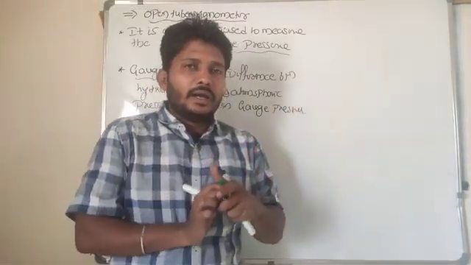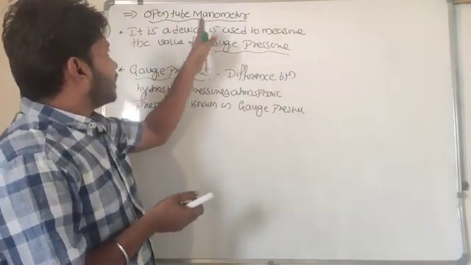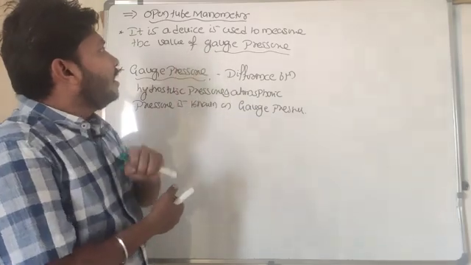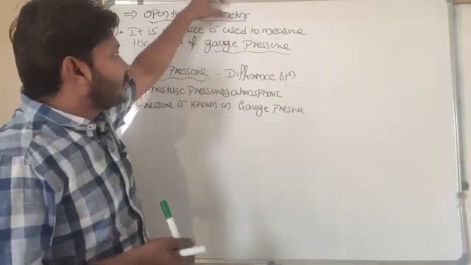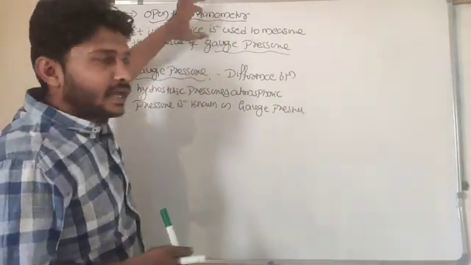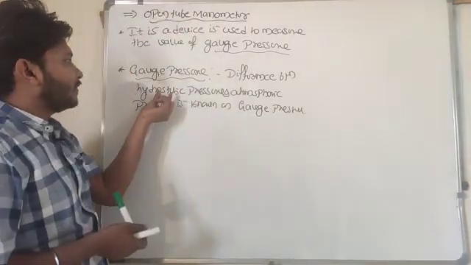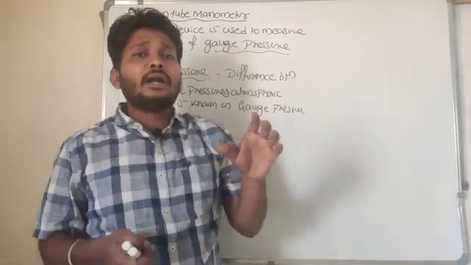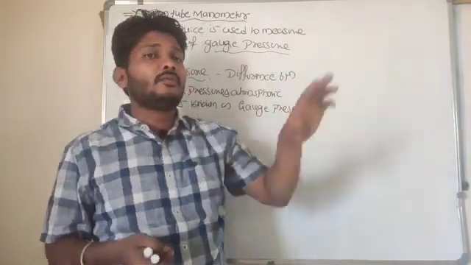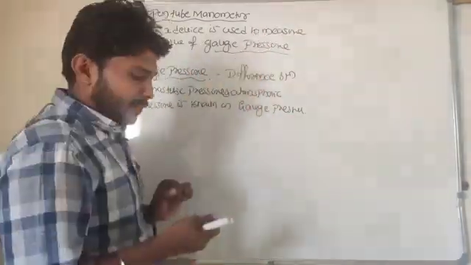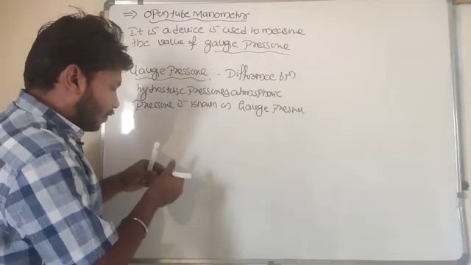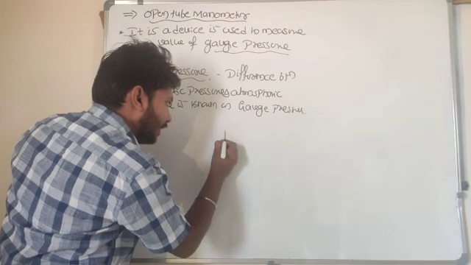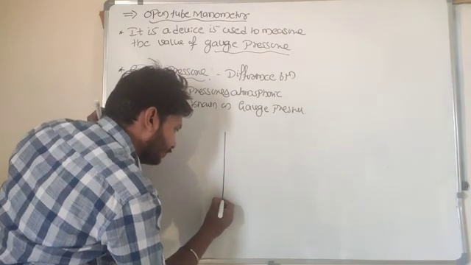So in order to understand gauge pressure, open tube manometer is a device which is used to measure the value of gauge pressure. Gauge pressure means the difference between hydrostatic pressure and atmospheric pressure. It means in order to measure the pressure of any system, we will use an open tube manometer. In this open tube manometer, one end is open and another end is connected to the system.